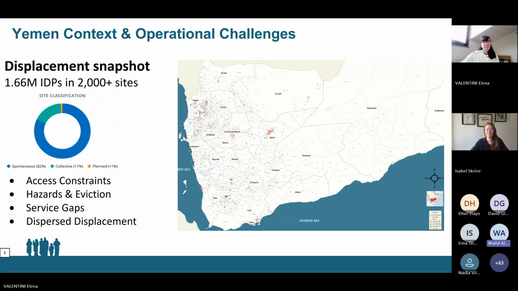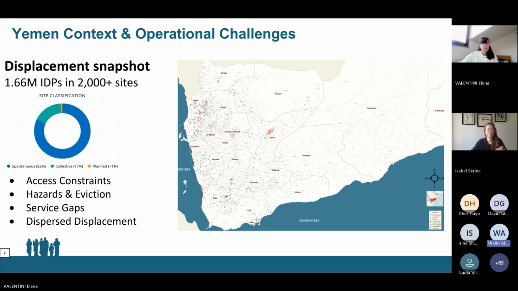To give an overall picture of the situation to everyone in the call, Yemen's displacement is actually protracted in nature, with most of the IDP sites having been created between 2015 and 2018. The majority of the sites are spontaneous settlements, with land usually owned by multiple landowners per site. So it's characterized by a dispersed nature of displacement. We have over 2,000 IDP sites hosting 1.6 million people.